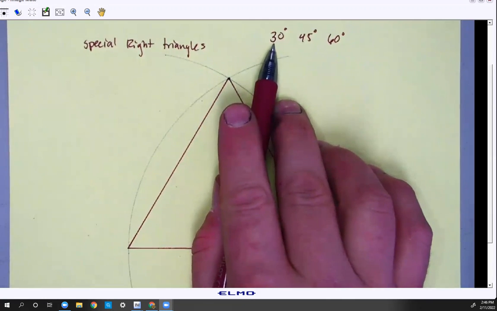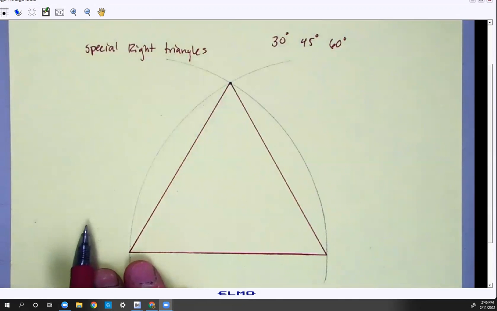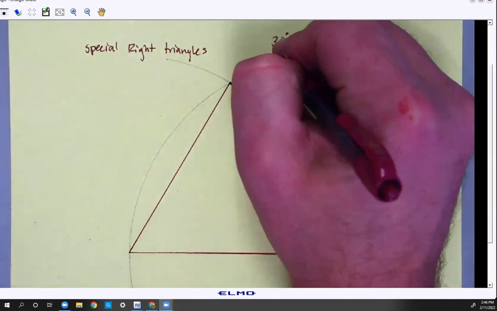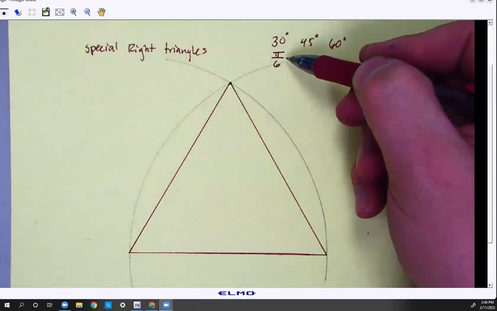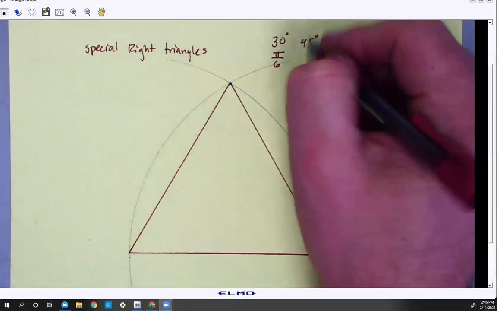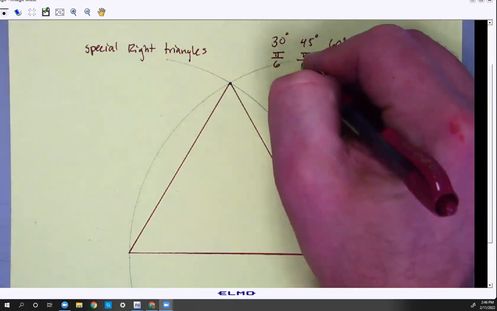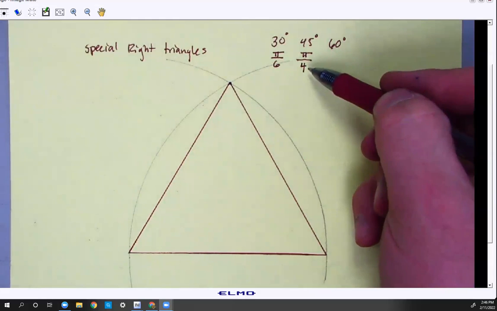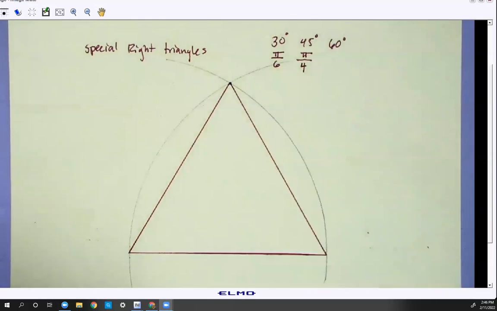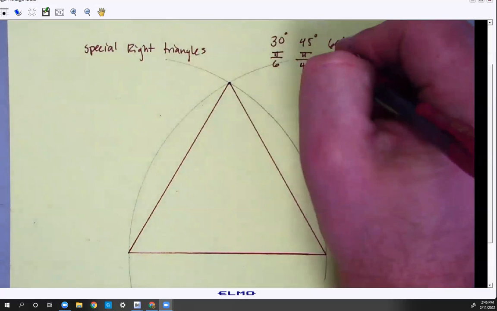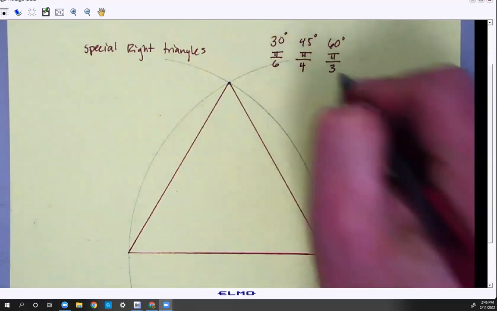30 degrees is a sixth of 180 degrees. So we think about it as a sixth of half a circle. 45 degrees is a quarter of 180 degrees. So we think about it as pi over 4 radians, or half a circle cut into quarters. And we think about 60 degrees as half a circle cut into thirds.